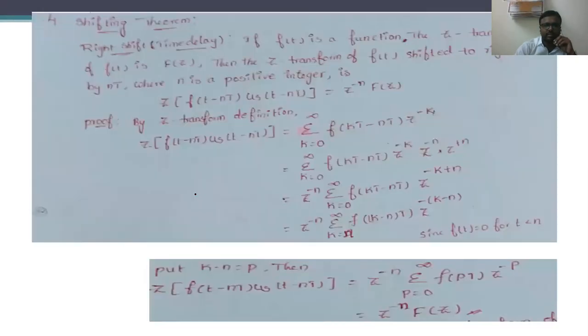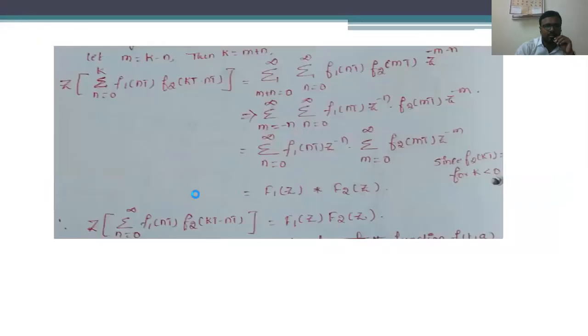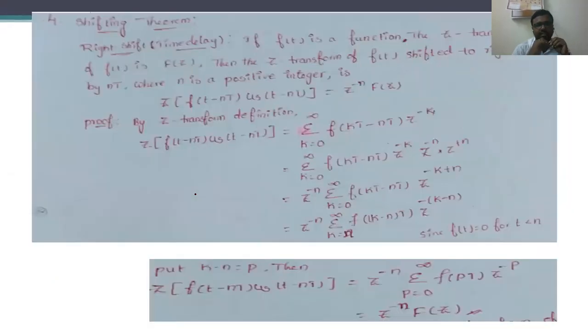Now we are going for the next one, that is the shifting theorem. In the case of the shifting theorem, we are going to discuss the right shifting theorem and left shifting theorem. Right shift and left shift. That means shifting to the negative part and moving to the positive part. Right shift is also called time delay. Why? Because it is going to be shifted to the positive.